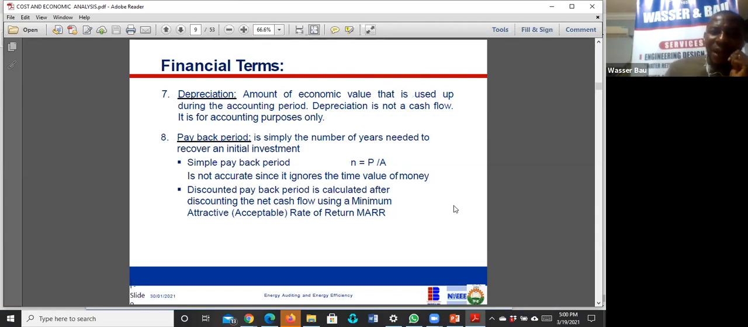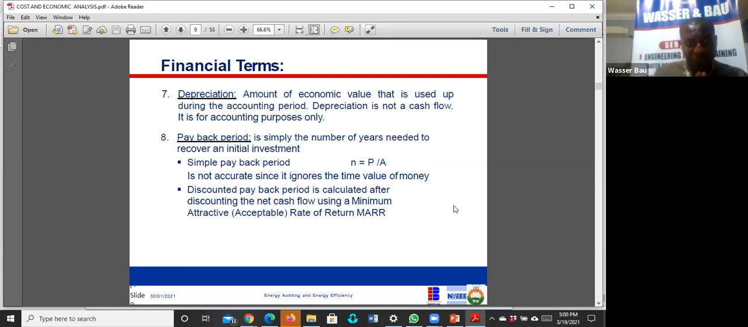Then we have the payback period. It's simply the number of years needed to recover an initial investment. This is so important in our economic analysis. You need to understand it. See, this is the selling point of your audit report. Is the audit worth it? How long will it take me to recover my money?